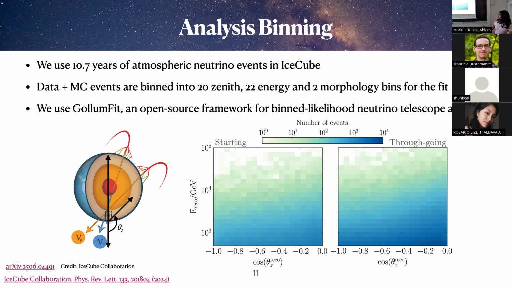So the data that we use is shown on this plot over here, where they're binned into 20 zenith bins, 22 energy bins, and 2 morphology bins for our fit. So we use energies from 500 GeV to 100 TeV, and we use cosine zenith angles from -1 to 0, where -1 corresponds to neutrinos that pass all the way through the Earth, and cosine theta of 0 corresponds to horizon events or events that kind of skim the Earth.